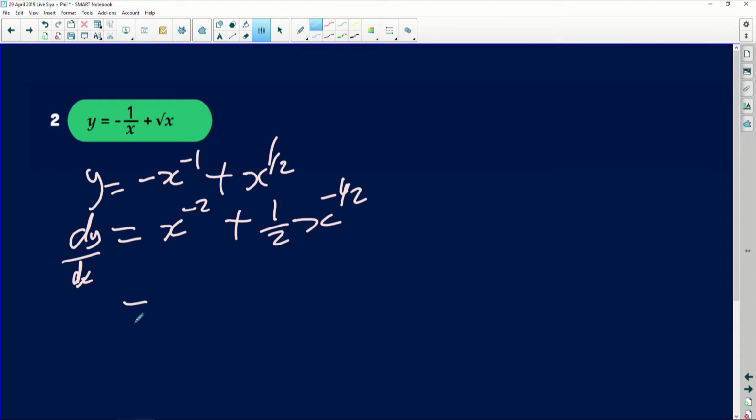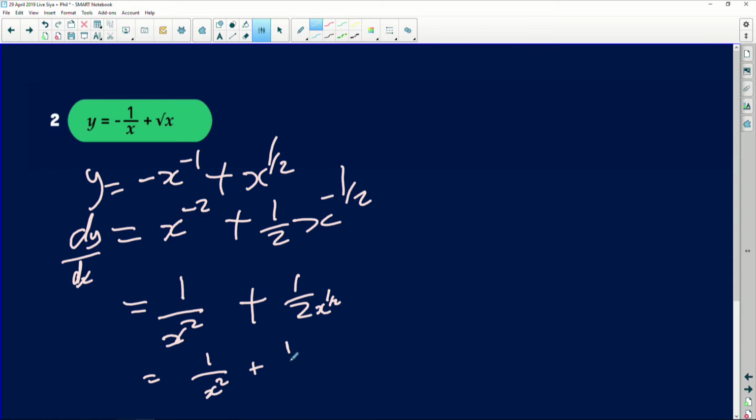But remember again what I said to you guys. I said we do not leave our answer as negative exponents, so we need to express them as positive exponents. To express this as a positive exponent, it will be 1 over x squared, then plus 1 over 2. Remember this, if it becomes a denominator, it means it will be part of the 2 down there. So this will be x to the exponent of 1 over 2. Now, this can also be simplified to 1 over x squared plus 1 over 2 root of x.